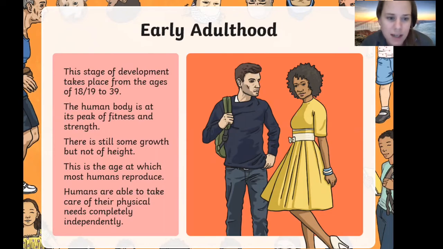Okay, so the human body is at its peak of its fitness and strength. There's still some growth, but not so much in height. Okay, so this is usually the age where most humans choose to reproduce. Some people wait a little bit longer, and that's okay. But this is generally, on average, where most people choose to have their children. So humans are able to take care of their physical needs completely and independently. Okay, and again, that is generally speaking. Of course, some people might need a little bit of help.